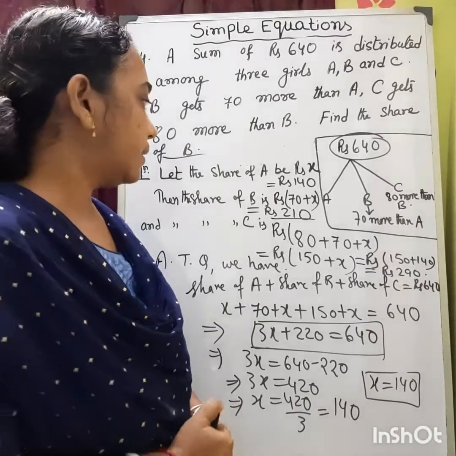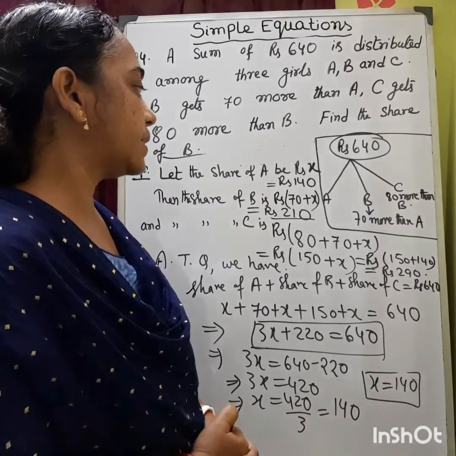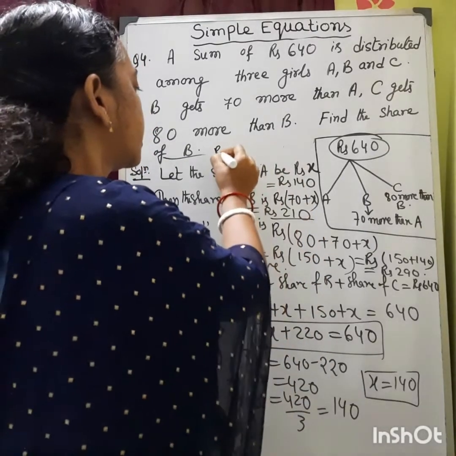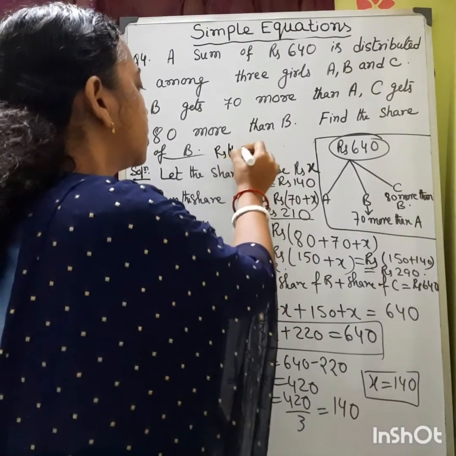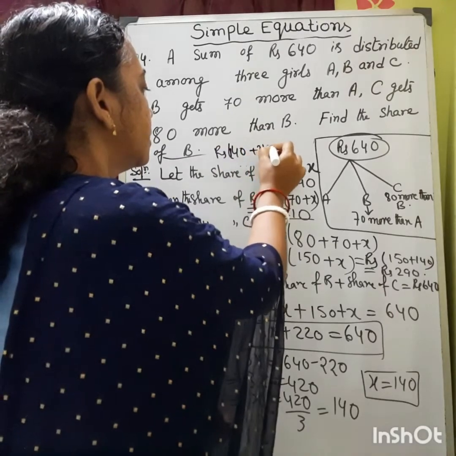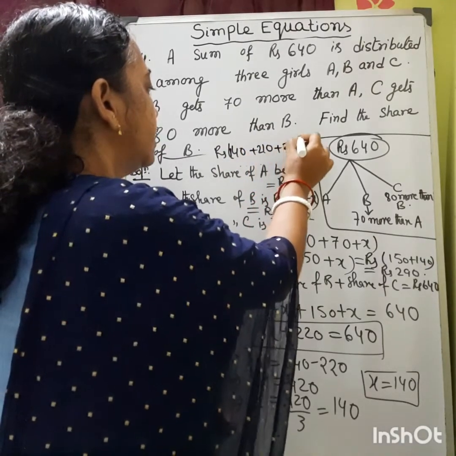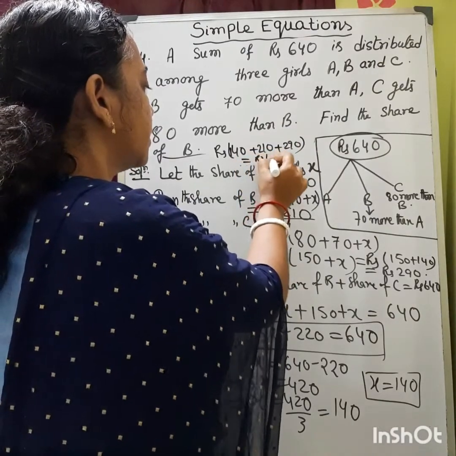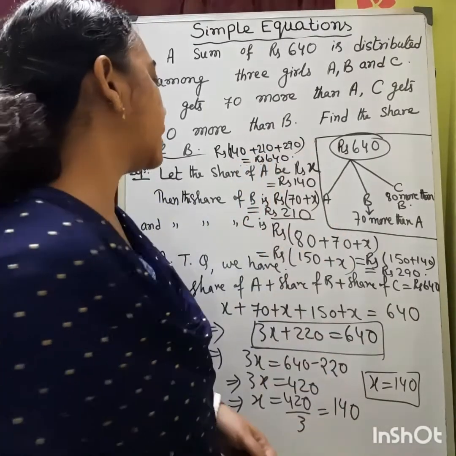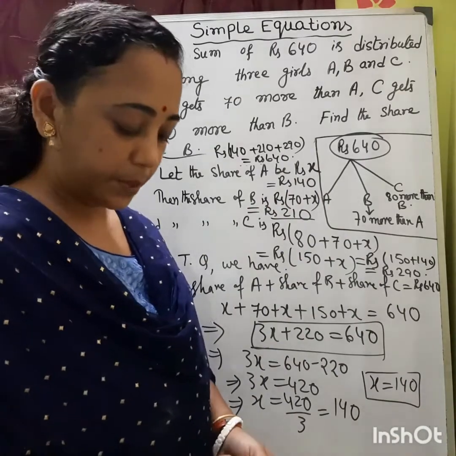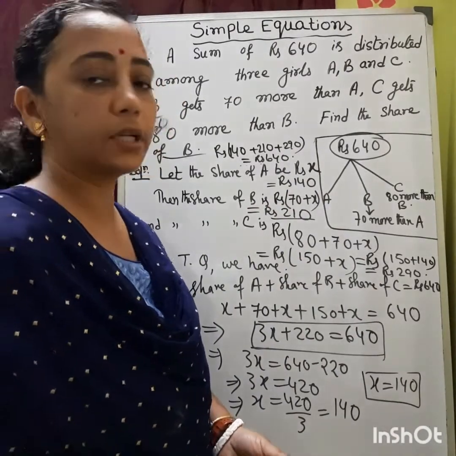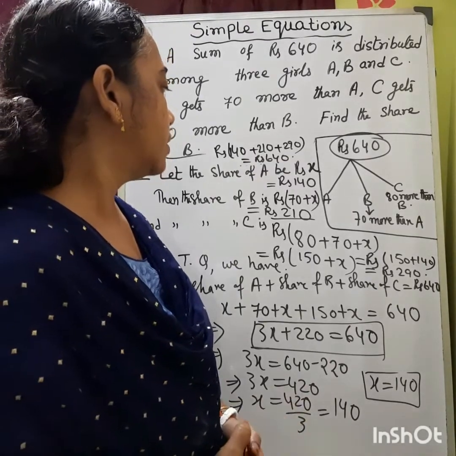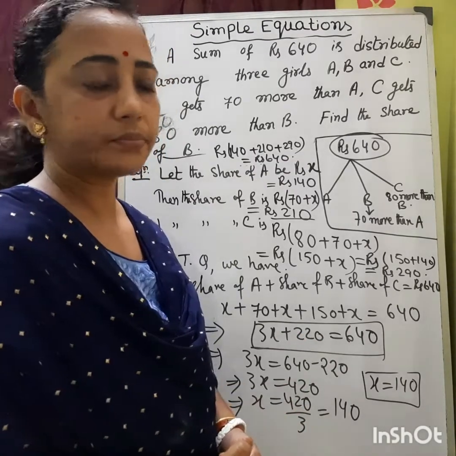Now let us see whether the sum of the shares of A, B and C is coming rupees 640 or not. Here the share of A is rupees 140 and share of B is rupees 210 and C is rupees 290. So this sum is coming 500 plus 140 is equal to rupees 640. Which shows that the sum of the shares of A, B and C is rupees 640. So hence verified whatever result we got here.